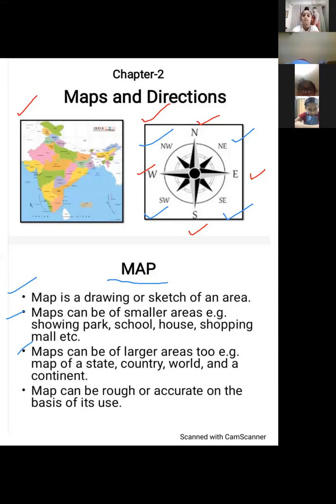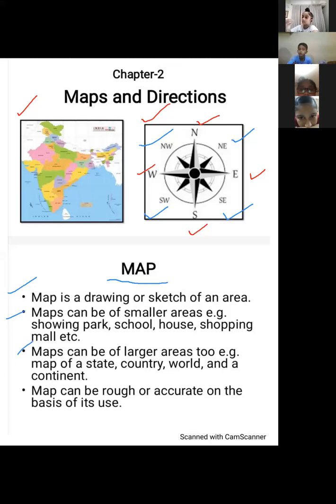So children, maps can vary. They can also be made a little roughly, or they can be made very accurately as you see them being made in the various books and also on atlas. Children, I'm sharing the next slide with you now.